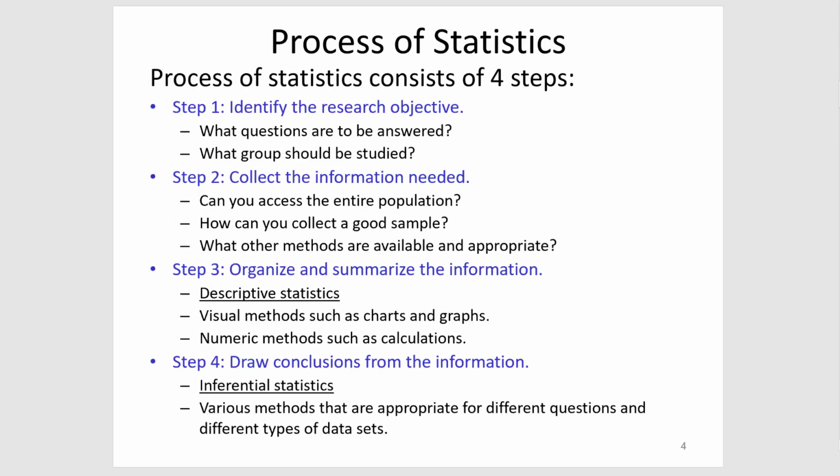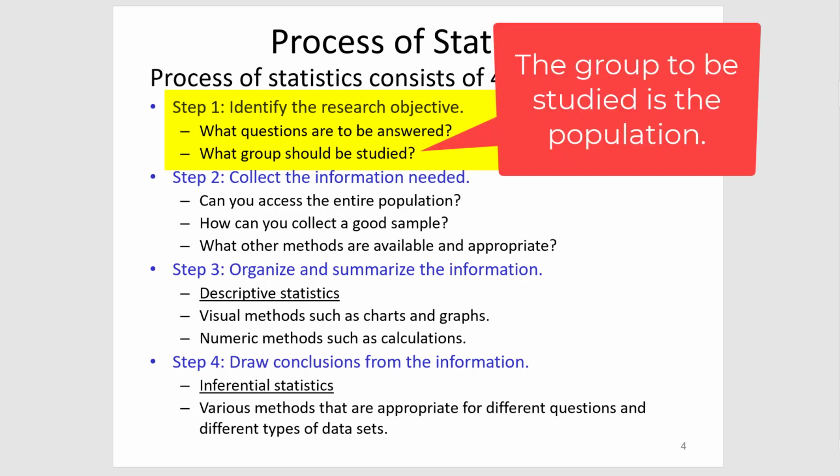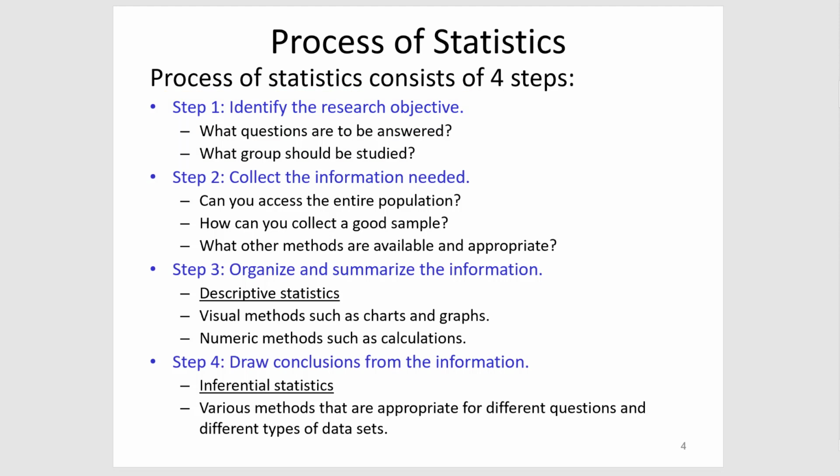So we'll talk about a process of statistics. I'll make it 4 steps. The first thing is identify what we're trying to answer. So identify a research objective. What questions are we going to want answered? Then what group should be studied? And we'll find out the group to be studied is what we call the population. Then in that population, we're going to have to figure out what attribute of the individuals in that population will answer our question or questions.